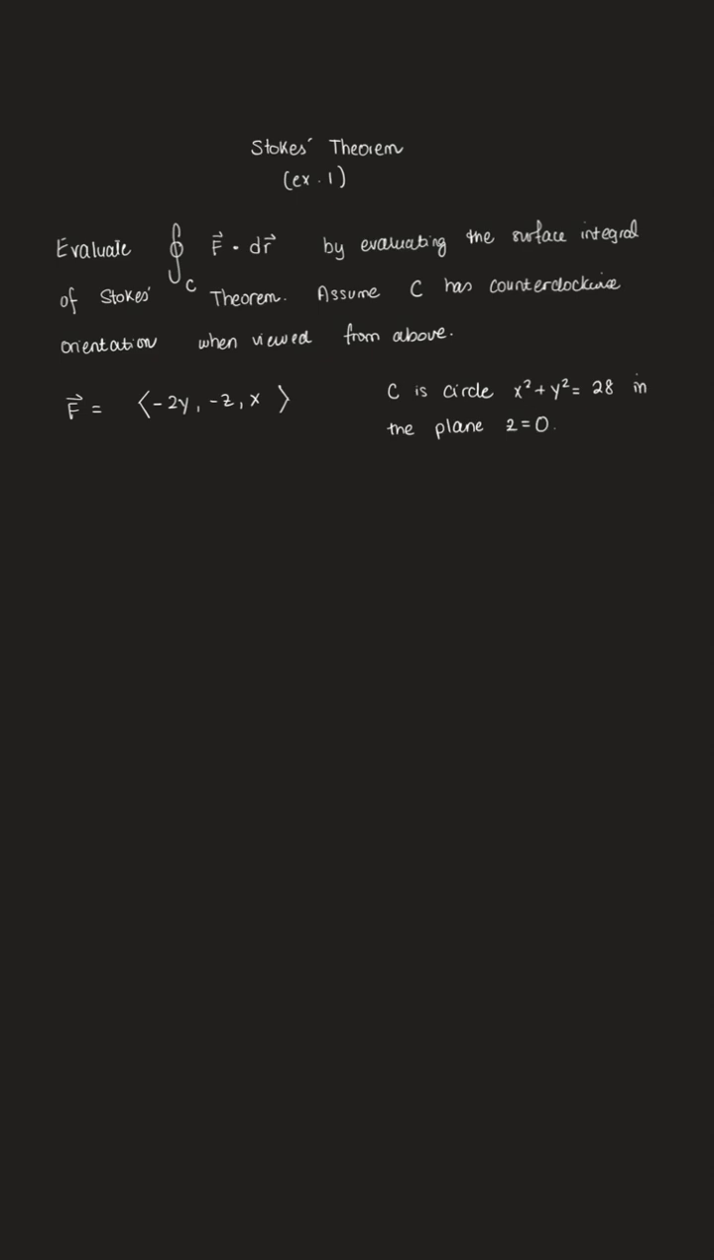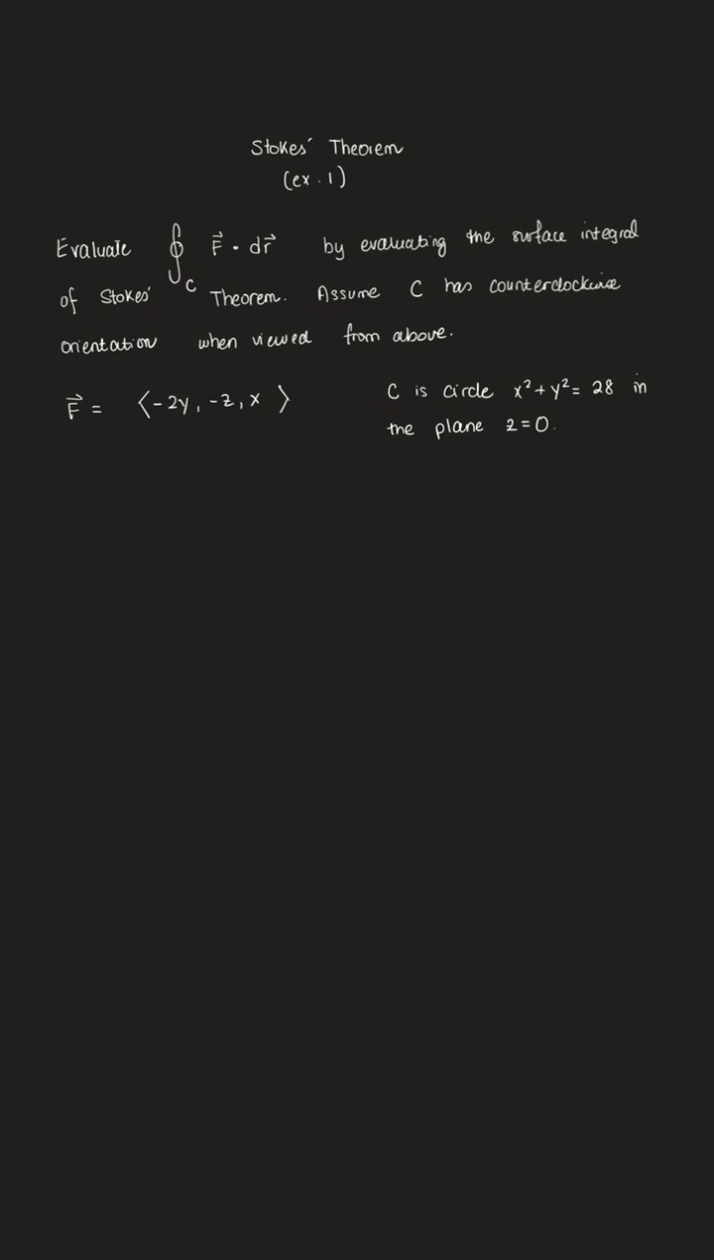Okay, in this example, we want to evaluate the circulation of a vector field through a curve C by evaluating the surface integral in Stokes' theorem. We're going to assume that the curve has a counterclockwise orientation when viewed from above. This is our given vector field, and C is the circle on the xy plane, so the plane z equals 0, whose equation is x squared plus y squared equals 28.